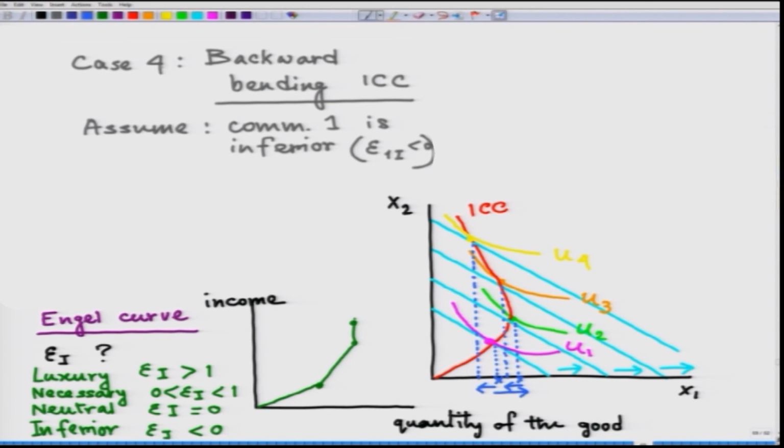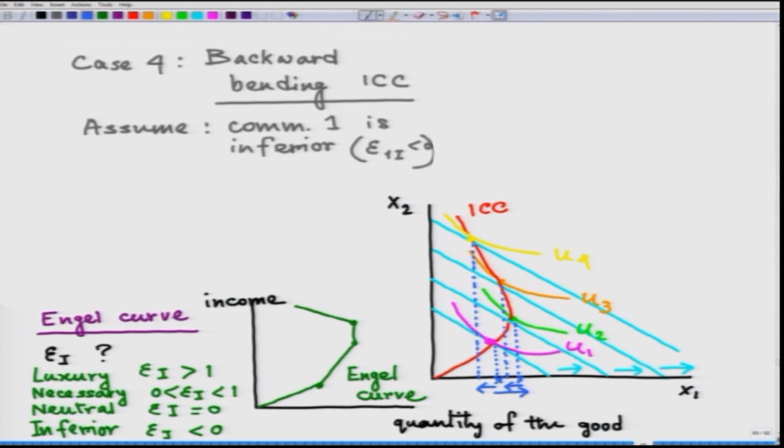So, the Engel curve will be downward sloping in this segment, or the Engel curve can be backward bending. So, these are the various possibilities in the case of the Engel curve.